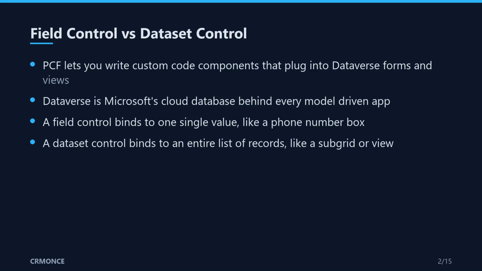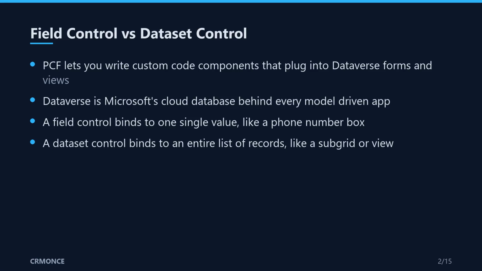Now, PCF controls come in two flavors. A field control binds to a single value, like one phone number box. A dataset control binds to an entire list of records, the same kind of list you'd see in a subgrid or a view. Since we want a grid showing thousands of rows, we need the dataset flavor, not the field one.